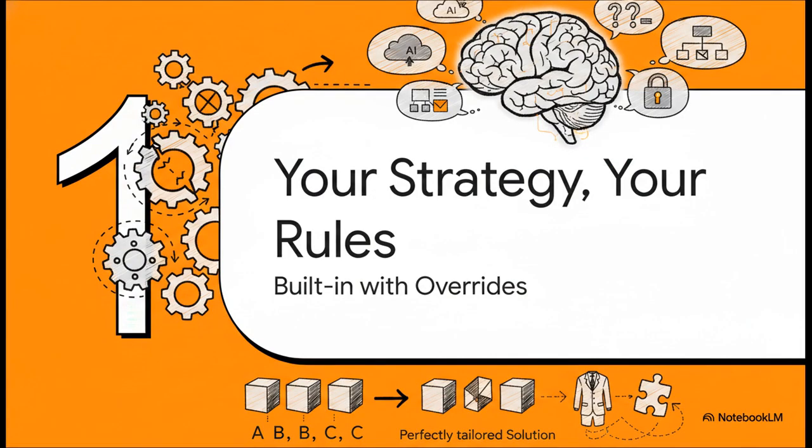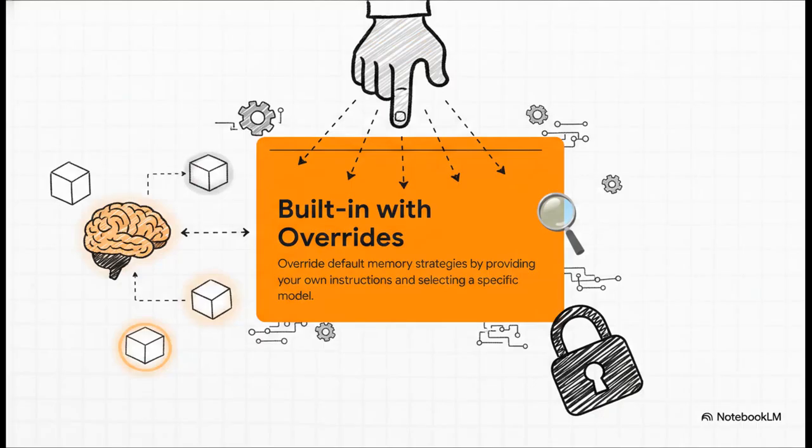So how do we flip that switch to manual mode? Well, that's where the built-in with override strategy comes into play. It's designed specifically to let you move from that one-size-fits-all approach to a solution that's perfectly tailored to your rules. Now, what's really cool about this is how simple the concept is, but how incredibly powerful the results can be. Instead of just crossing your fingers and hoping the AI figures out what's important, you're explicitly telling it what to remember. And you even get to tell it which part of its brain, which foundation model, to use for that specific job. We're talking about real fine-grained control here.